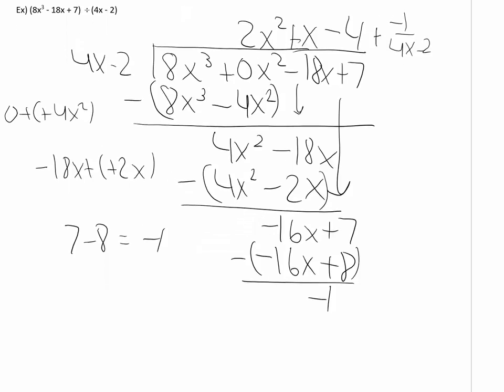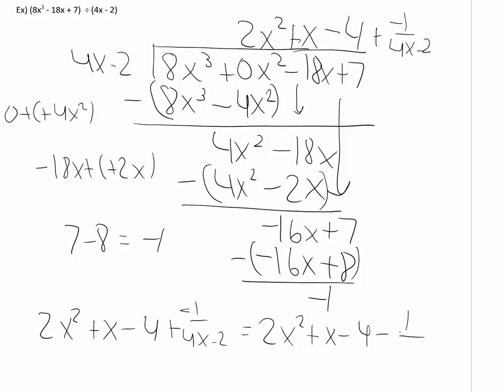Now, as a note, I'll write them both down. This answer, 2x squared plus x minus 4 plus a negative 1 over 4x minus 2, is exactly the same thing as 2x squared plus x minus 4 minus 1 over 4x minus 2. Either one of these answers are okay. But you've got to be careful. If you've got more than one part of a remainder and you put minus, remember, you'd have to distribute the negative to both. In this case, we don't have that. Either one of these is fine. But more times than not, I will probably just use the plus part.